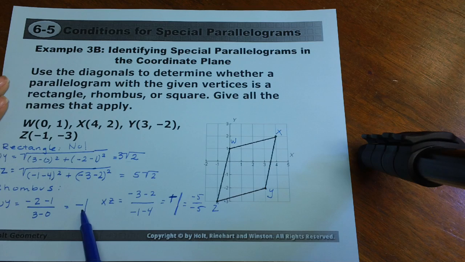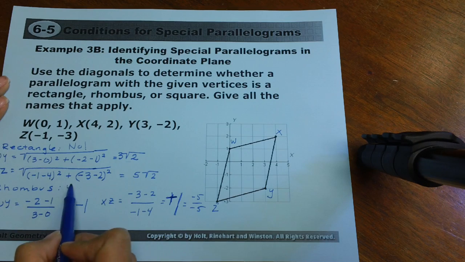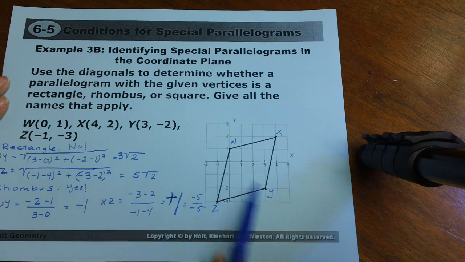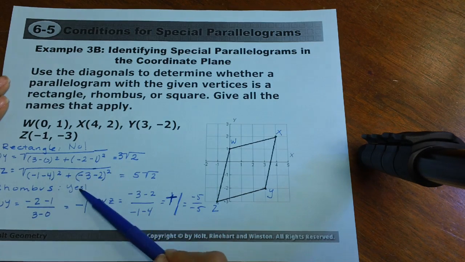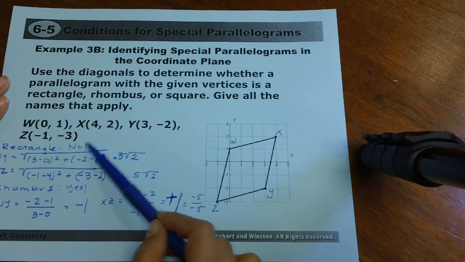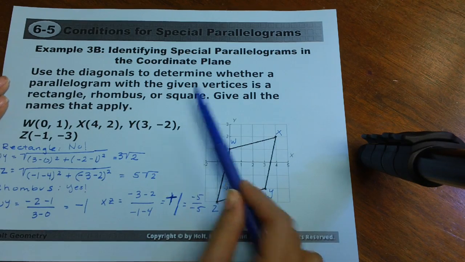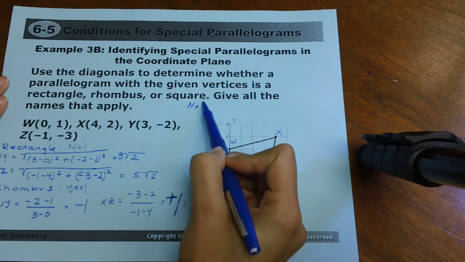So this is a positive one. Alright, so I have one slope of negative 1 and one slope of a positive 1 because my slopes are opposite reciprocals, then I know that they intersect at a 90-degree angle. So yes, it is a rhombus. To determine if it's a square, it needs to be both a rectangle and a rhombus. Because it's not a rectangle, I know it's also not going to be a square. So no, it is not a square.